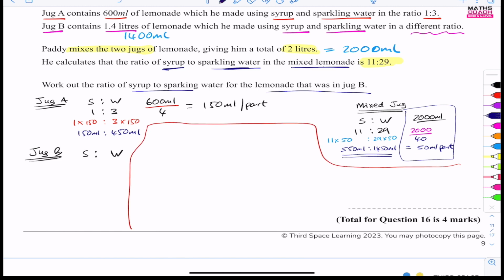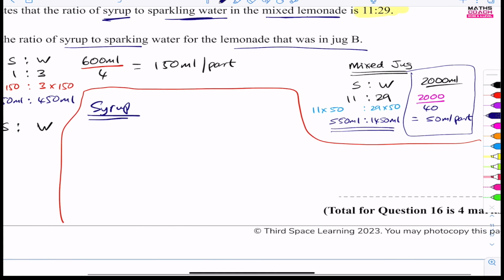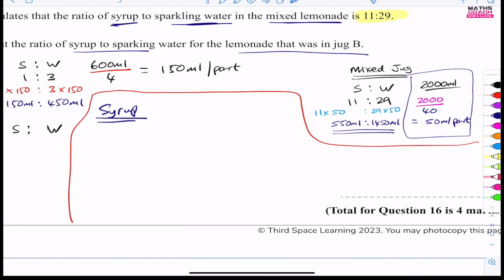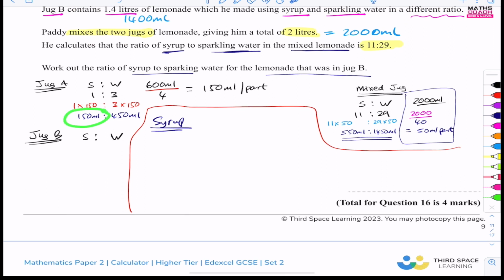For the syrup, we know that the final version was 550 milliliters. How much of that comes from jug A? That is 150. So for the syrup, we do 550 milliliters, take away the amount that came from jug A. That leaves us with 400, so 400 milliliters must have come from jug B. So we can go here now and write 400 milliliters.